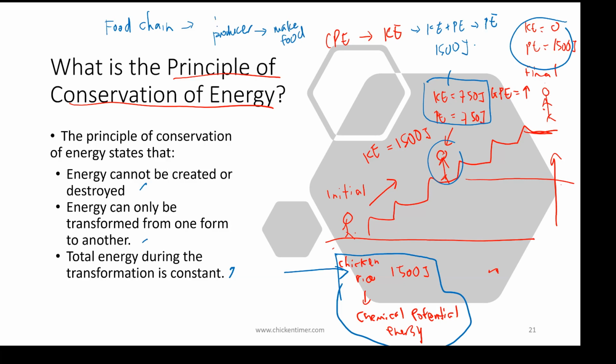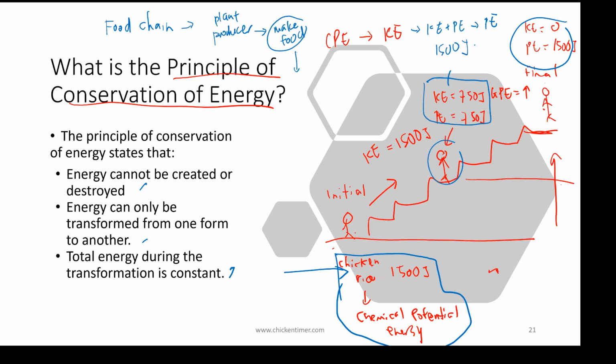So producers are the plants. They take solar energy and make food. After that, the plant eaters will eat the producer. Then the plant eater gets the energy from the producer. So that means the energy from the sun is being transferred to the plant eater.